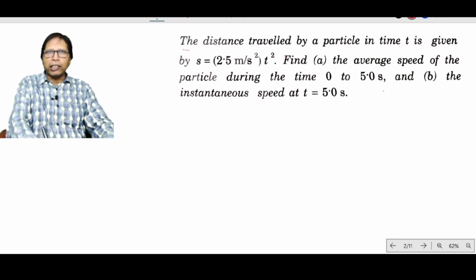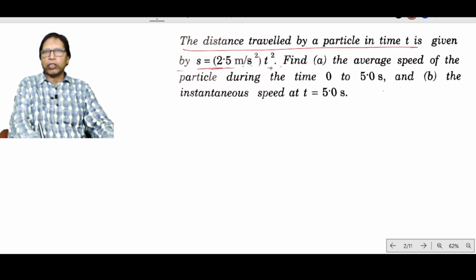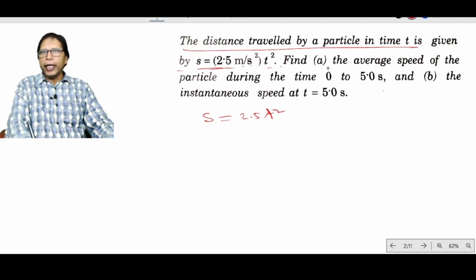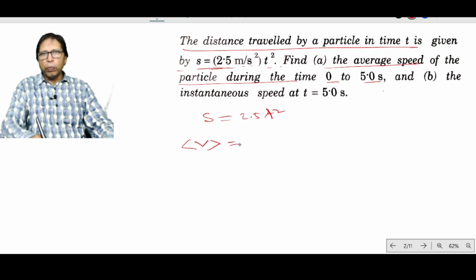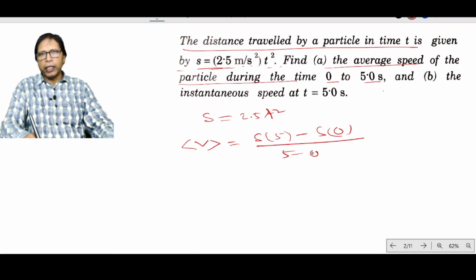Okay. Now look at this, an example of AC Verma. The distance traveled by a particle in time t is given by s equals 2.5 meter per second square t square. Here s equals 2.5 t square. Okay, find average speed of the particle during the time 0 to 5 seconds. So look at this, average speed during the time 0 to 5 seconds is S5 minus S0 whole divided by 5 minus 0.